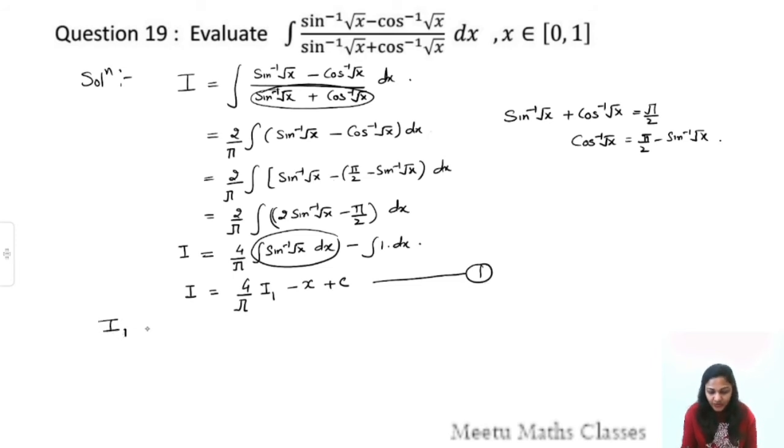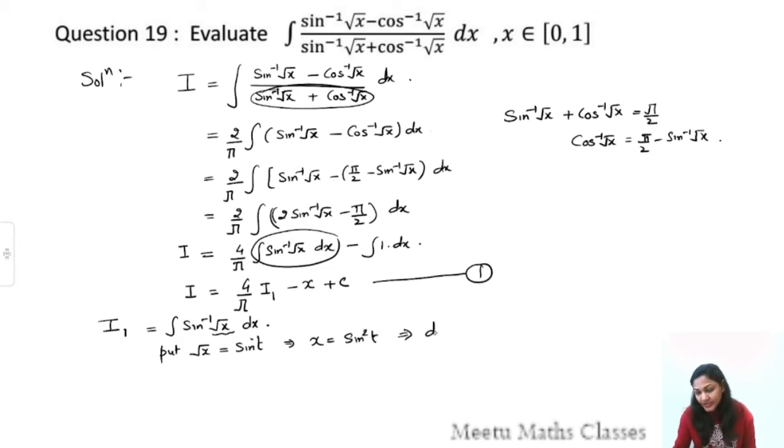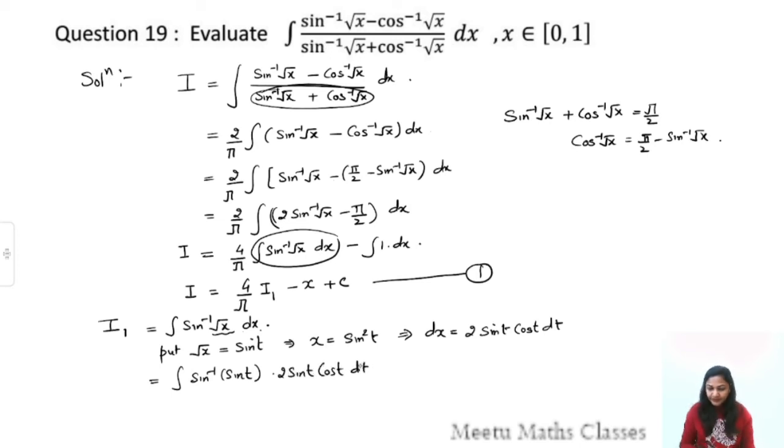Now we are going to evaluate this I1, that is integral of sin inverse root x dx, and for this we can make a substitution, that is a very simple substitution. We can put root x as sin t. So x will become sin square t, and by differentiating, dx will become 2 sin t into the derivative of sin t, which is cos t dt. So our I1 will become integral of sin inverse of sin t, and dx can be written as 2 sin t cos t dt, and sin inverse sin t can be written as t, and this will be sin 2t dt.